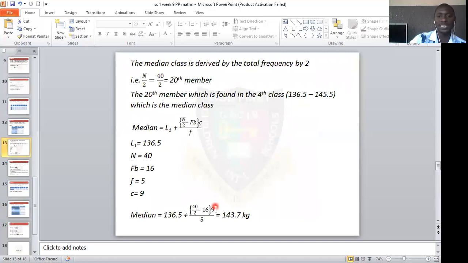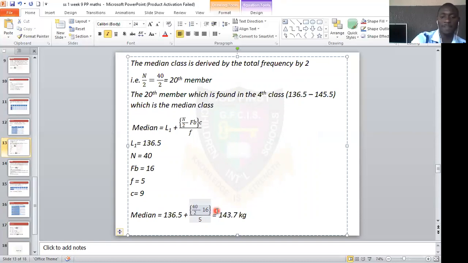The interval here should be 10. The interval of this class is 10, which should now affect the answer. The interval of this class should be 10. And if you are following very well, you know the interval is 10 from the class boundary.